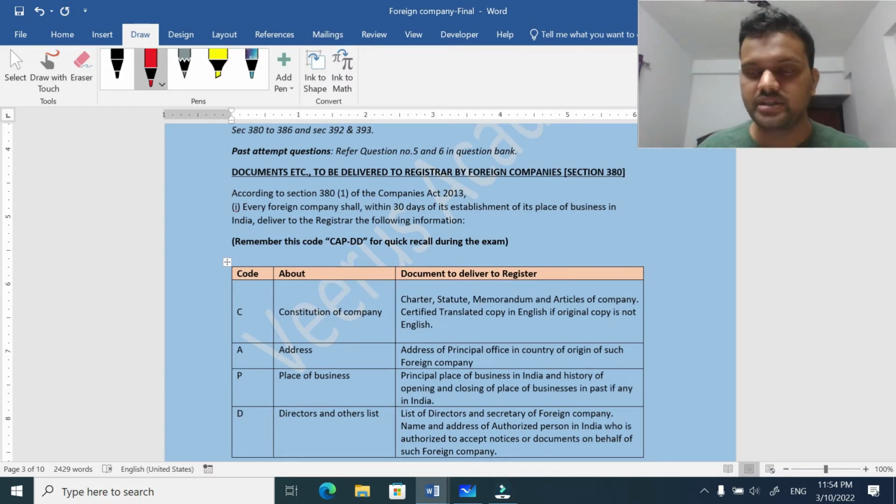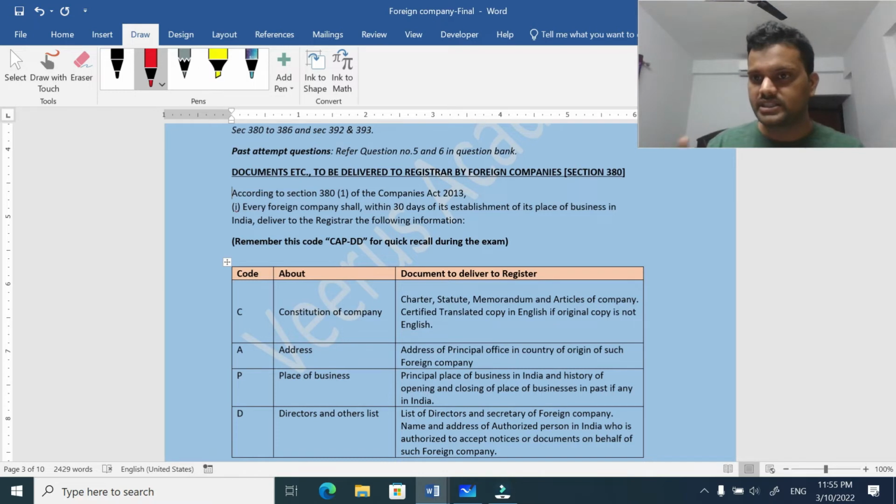What is the information? The information is CAP DD. C means constitution of the company, A means address of the company in the country of incorporation, and P means place of business in India and the list of places of business in India. D means directors and secretaries details, and there is some basic KYC information that we need to provide.